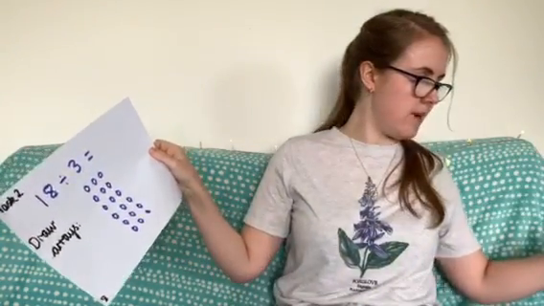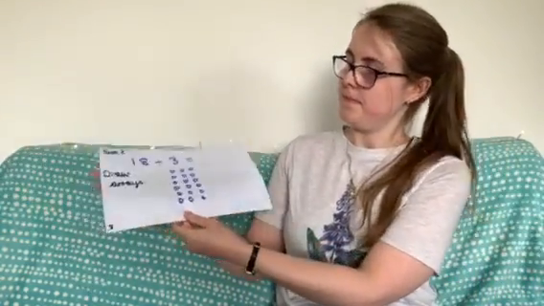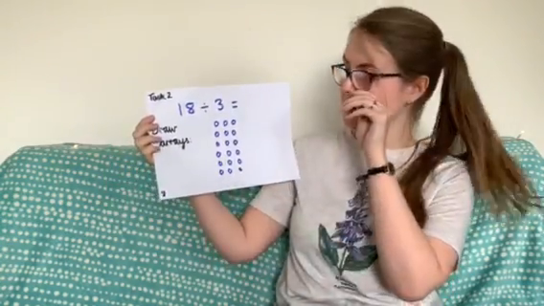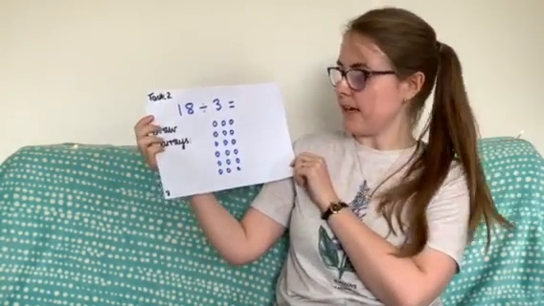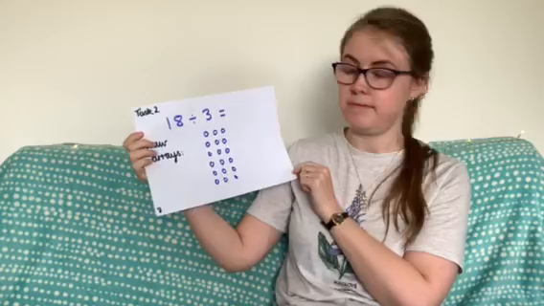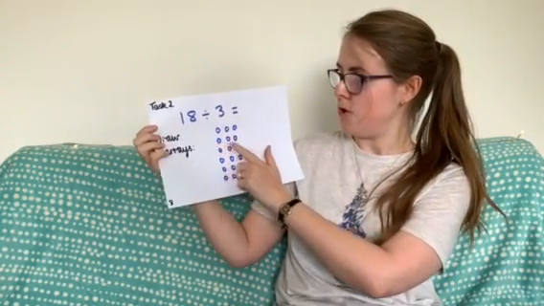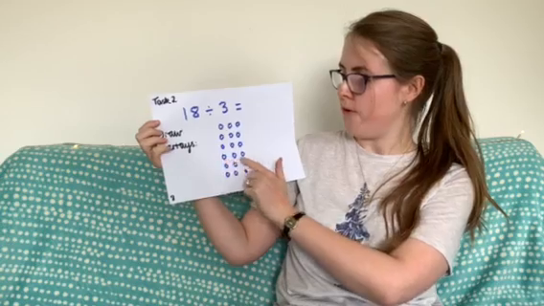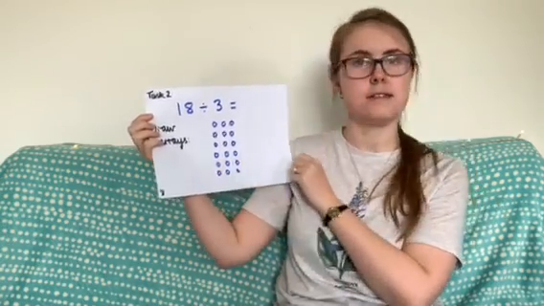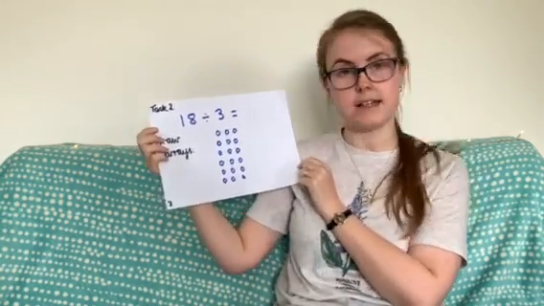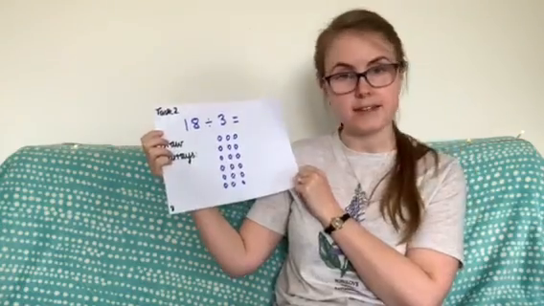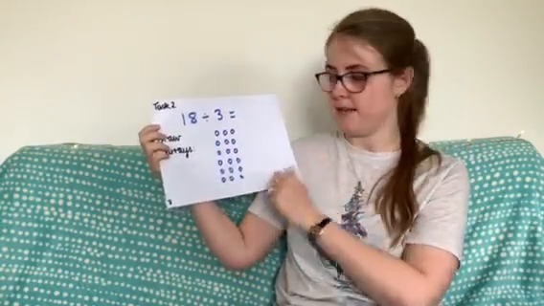So here is my arrays. And remember, the missing step, the step we haven't done yet, is we need to count how many rows we've got to find the answer. So let's count them. We've got 1, 2, 3, 4, 5, 6. So the answer is 6. There are 3 groups of 6 in the number 18.